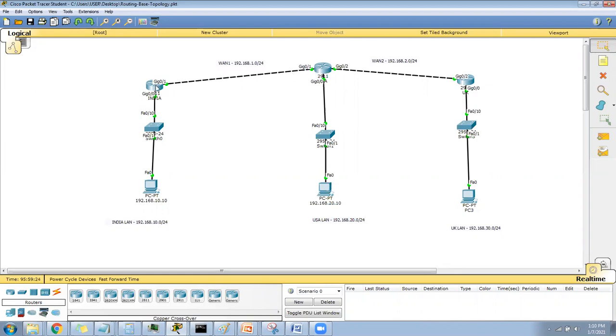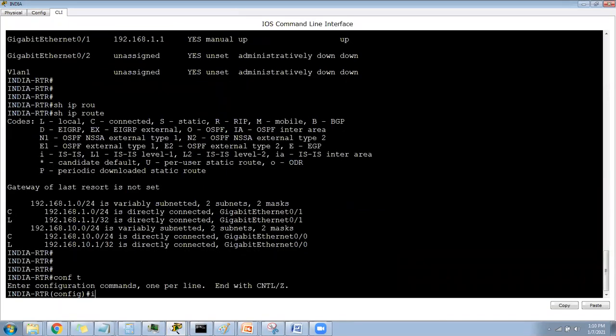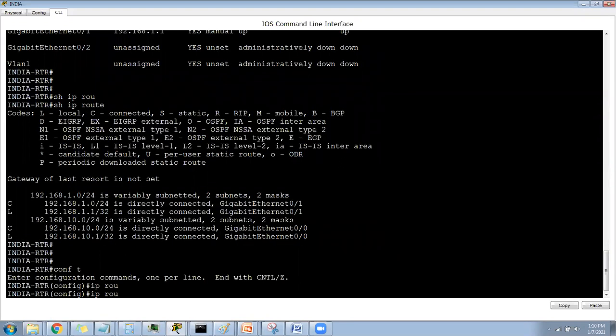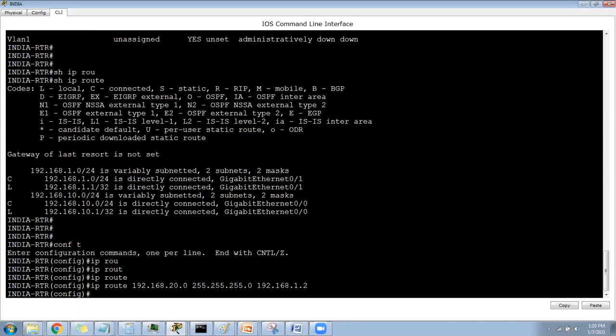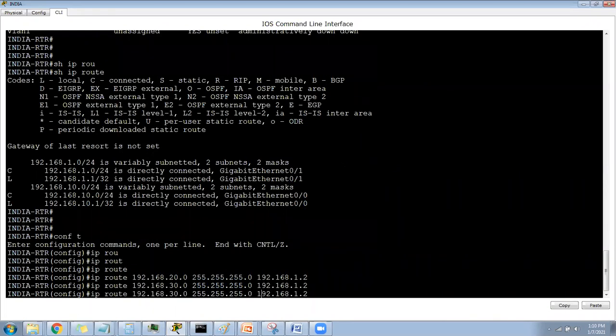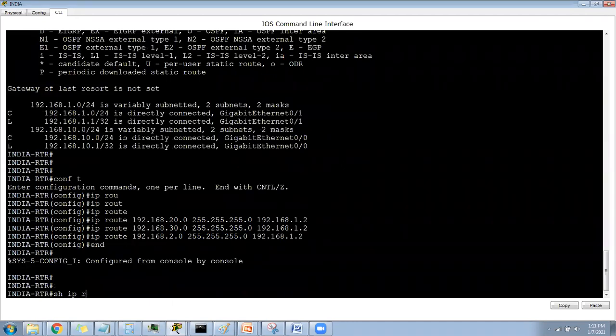So let's go and view the routes. What I'm going to do: config terminal, ip route 192.168.20.0 255.255.255.0, next hop 192.168.1.2, right? Similarly, I am going to give the LAN of USA, and the next hop will be the same. Done. And finally, WAN 2. What is WAN 2? 2.0. And the next hop will be the same. Done. So now go and check the India routing table.